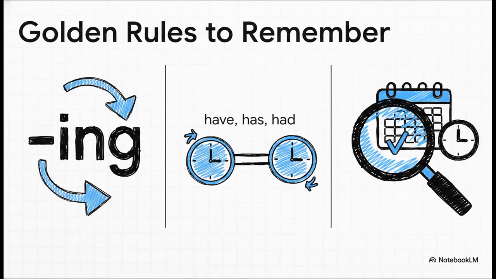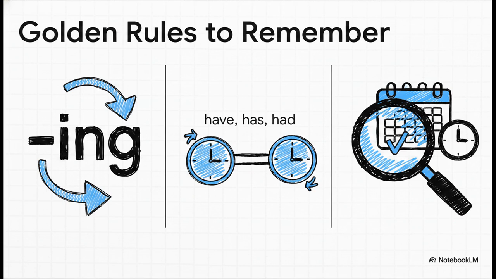So if you take one thing away from all of this, let it be this. Don't try to memorize 12 different complicated tenses. Instead, just learn these simple patterns. These are the golden rules right here. See an ing? That means it's a continuous tense. The action is ongoing. See a have, has, or had? That means it's a perfect tense, connecting different points in time.